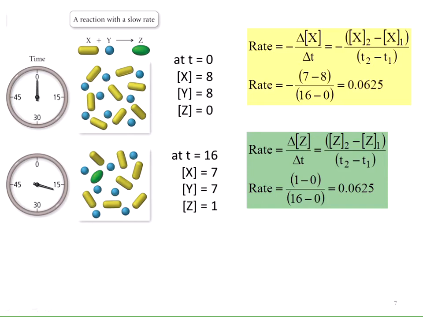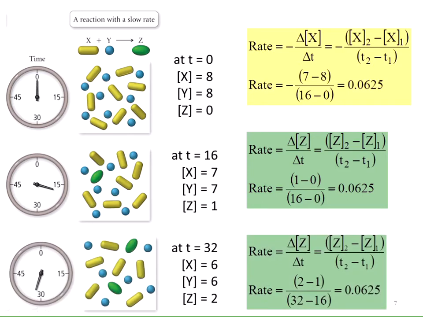So no matter which reactant that we're looking at, the rate of the reaction is going to have the same numerical value. Now let's look at going from time 32 and looking at the change in concentration of Z. So we're looking at going from time 16 to time 32. Well, the final Z concentration at time 32 is 2, and at 16 we said it was 1. So the rate from there is 2 minus 1. And the change in time is 32 seconds minus 16. So the rate of the reaction is still 0.0625.